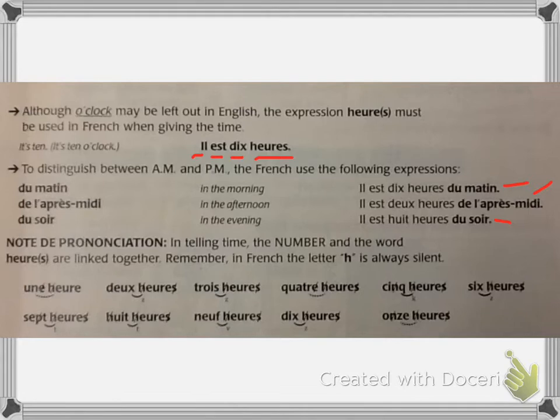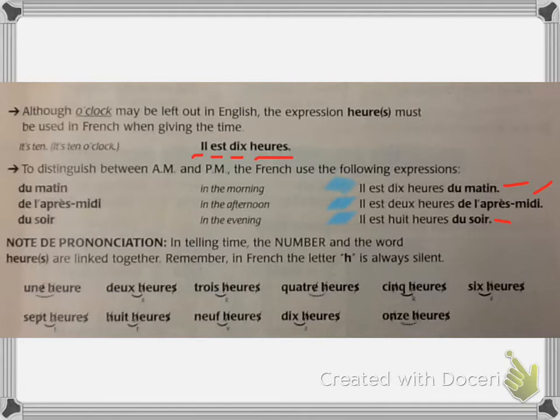Right, so translating those sentences we said, this first one is saying that it is 10 in the morning, 10 o'clock in the morning. The middle one says it is 2 o'clock in the afternoon. And the bottom one says it is 8 o'clock in the evening.